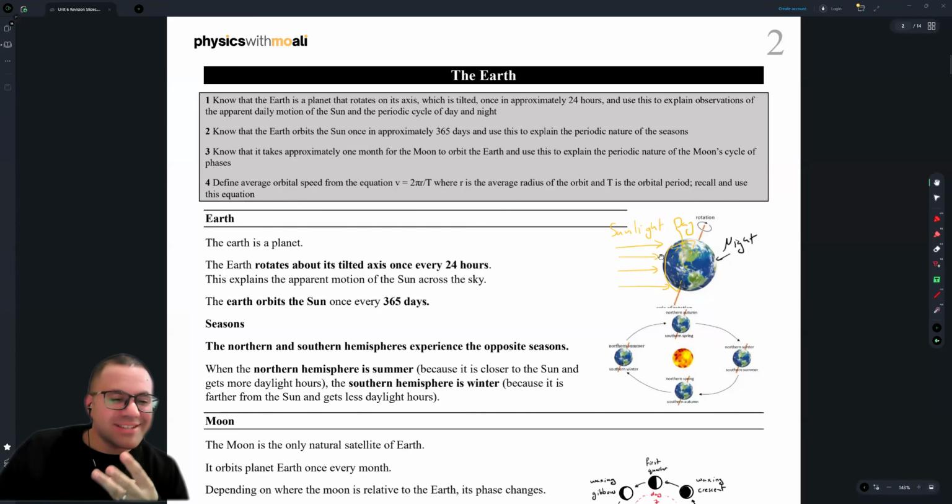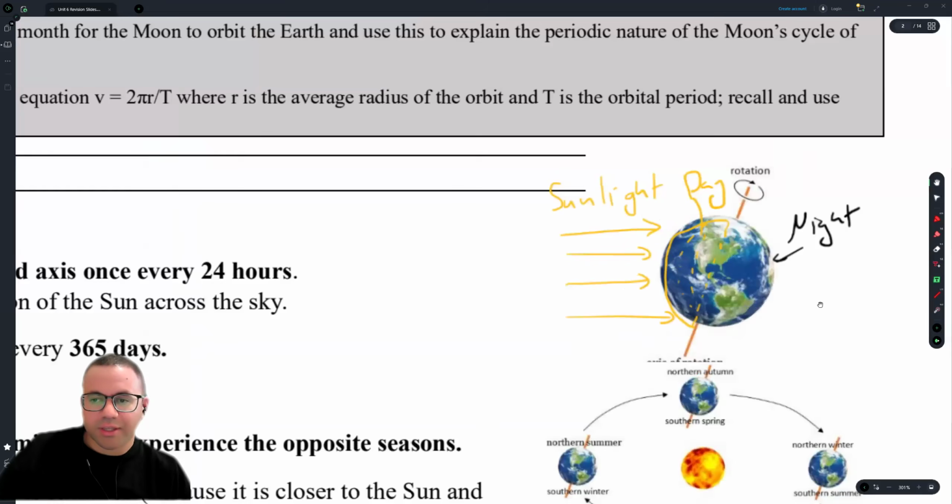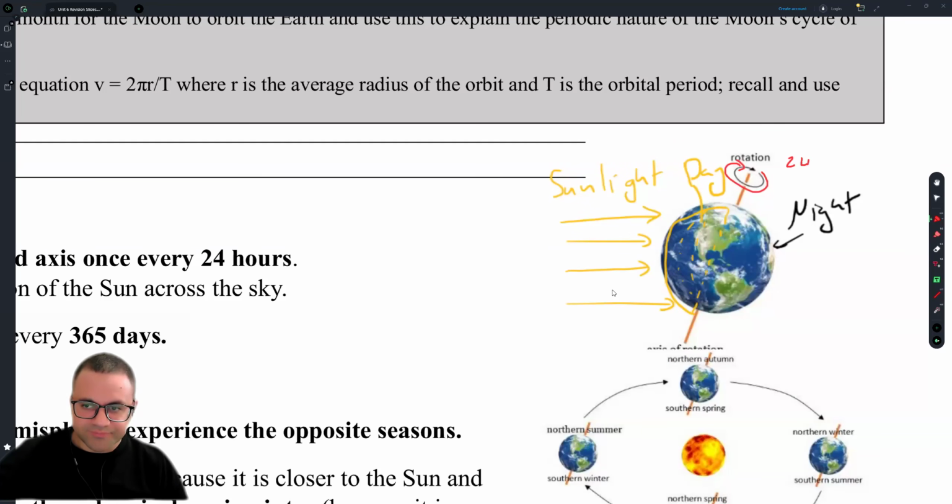And there are 3 things about Earth that I want you to remember. There are 3 rotations, essentially, that I want you to remember. First, the fact that Earth rotates around itself. So the Earth spins around itself once every 24 hours. And that's what we call a day. So the orbital period or the orbital rotation is 24 hours.